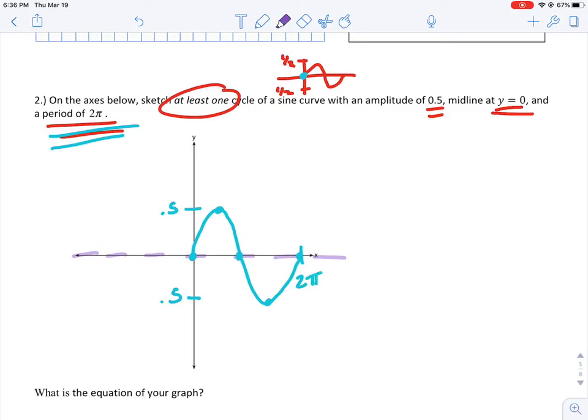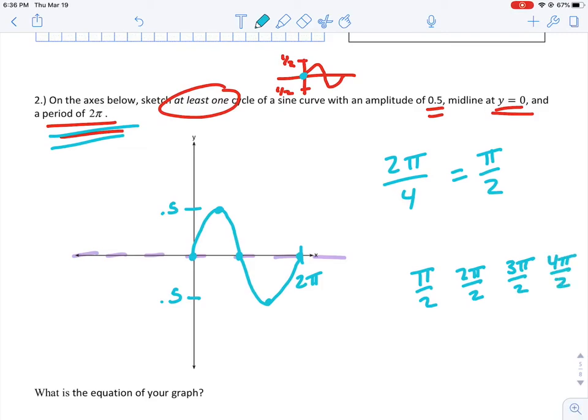If you really want to label where all of those critical values are, I need to find my critical value interval, so I do 2 pi and I divide it by 4, which gives me pi over 2. So I have pi over 2, 2 pi over 2, 3 pi over 2, and 4 pi over 2. Simplify if you can. So this first critical value would have been at pi over 2. This would have been at pi, and this would have been at 3 pi over 2. Again, you don't need to label all of those, but if you want, that is how you would have done that.